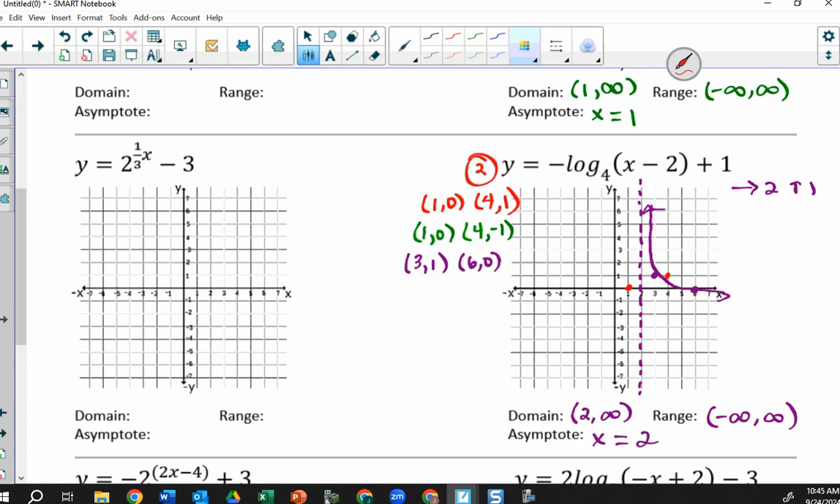Troubles anywhere? It's just a lot of little pieces to put together, but just do it one at a time. I'm not expecting you at all to just look at the equation and draw the final graph. No, go through your steps.